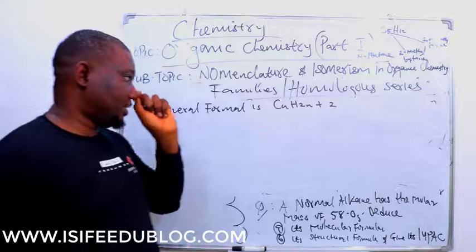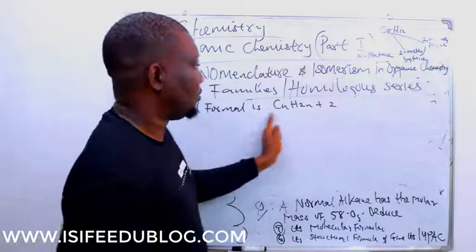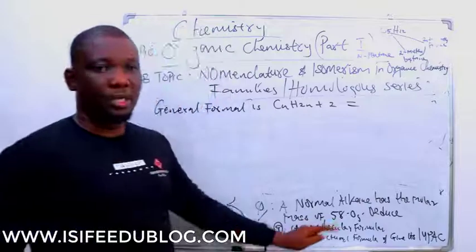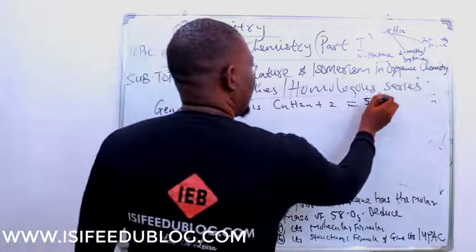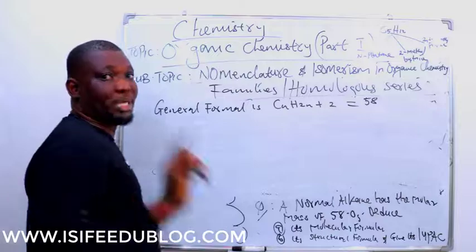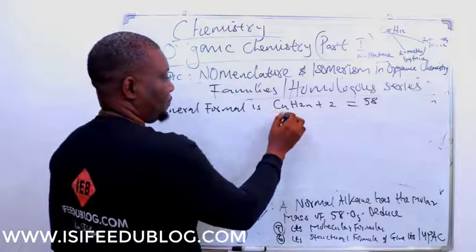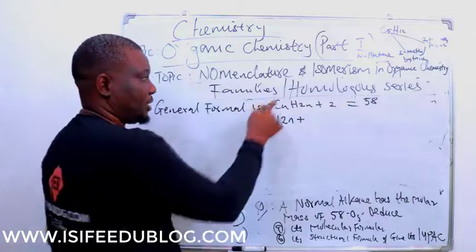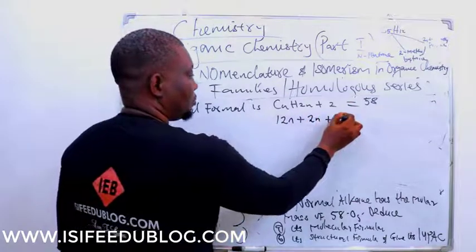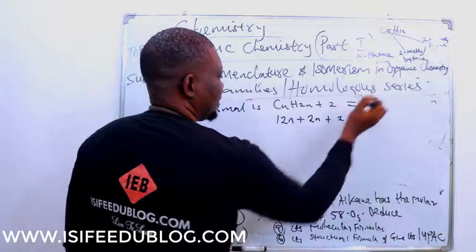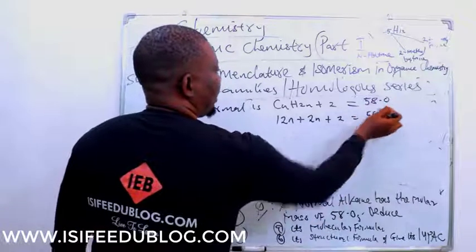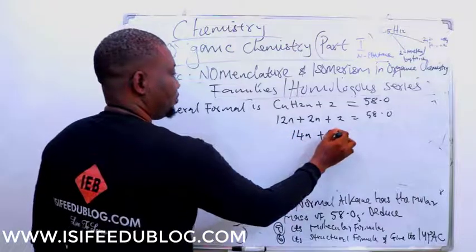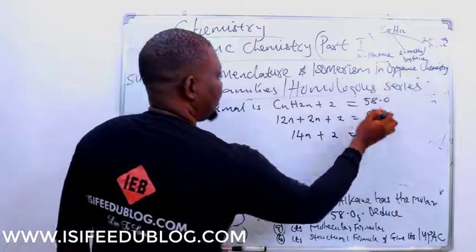Okay, let this be equal to the molar mass of the alkane given, which is 58. And then we substitute. You will be given that the atomic mass of carbon is 12, so 12 times n, plus atomic mass of H is 1, 1 times 2 is 2, so 2n plus 2 equals 58. Okay, this will give me what? 14n plus 2 equals 58.